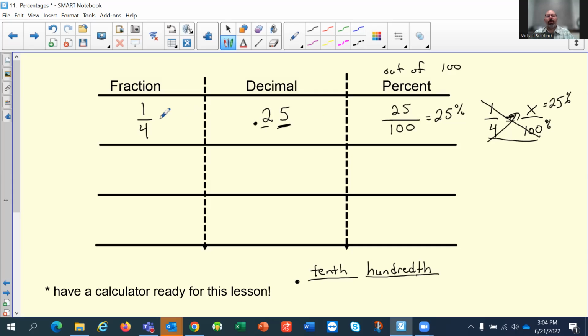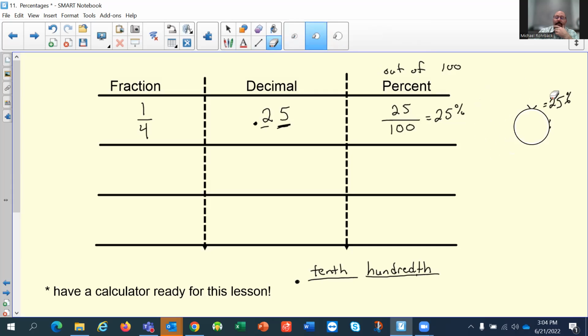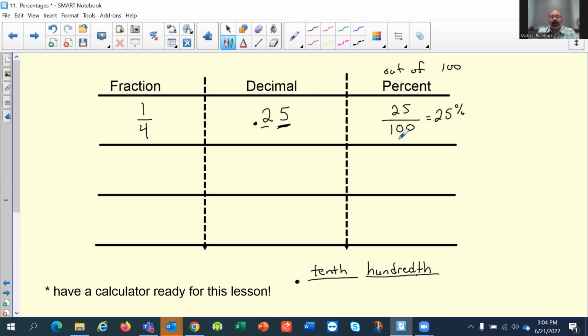So when we don't have a nice number that is quite this easy to use, we can set it up and cross multiply, divide, and actually get our missing piece of information there. That works all the time as long as these two fractions are equal. Okay, so we've taken a fraction and we've made it into a decimal and we made it into a percent.